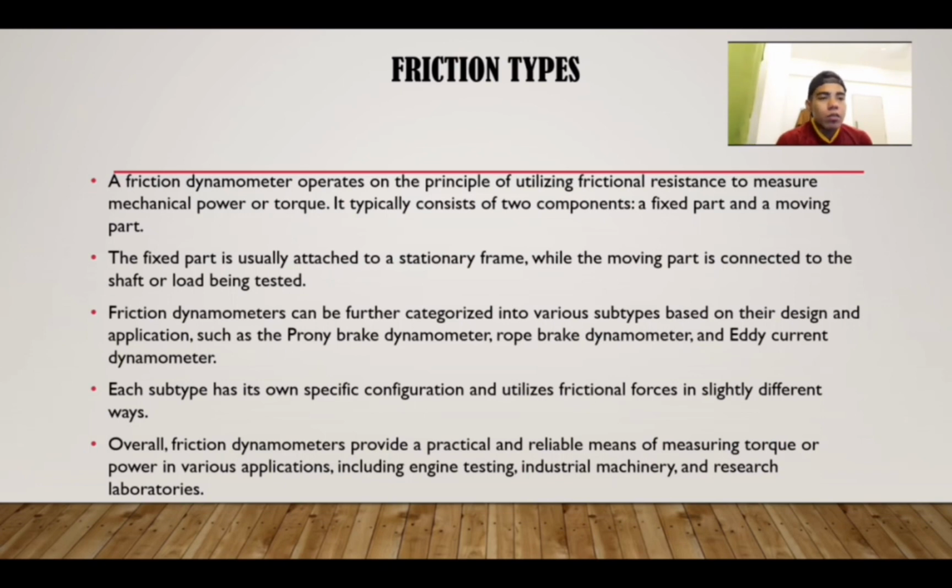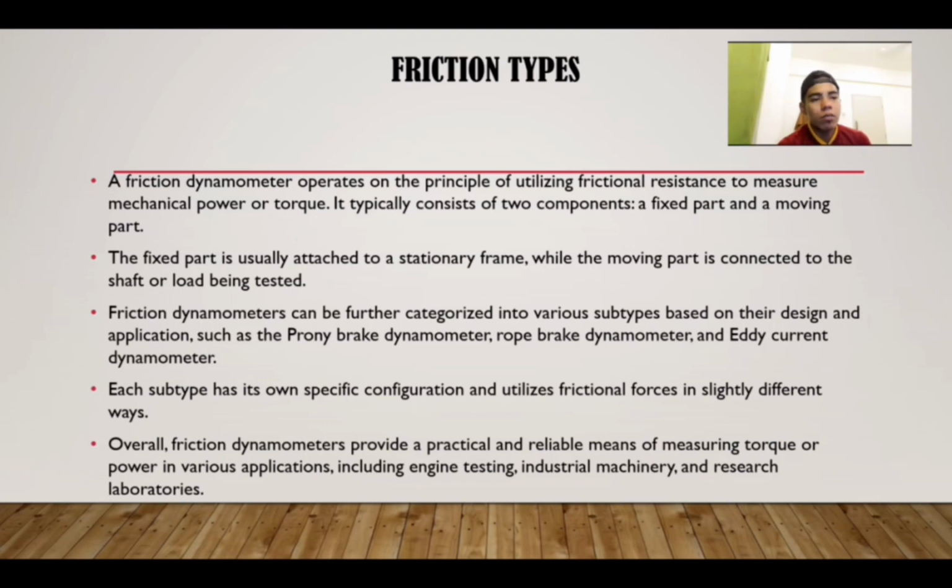The fixed part is usually attached to a stationary frame, while the moving part is connected to the shaft or load being tested. Friction dynamometers can be further categorized into various subtypes based on their design and application, such as Prony brake dynamometer, rope brake dynamometer, and eddy current dynamometer. Each subtype has its own specific configuration and utilizes frictional force in slightly different ways.